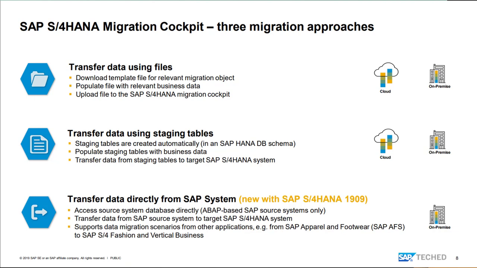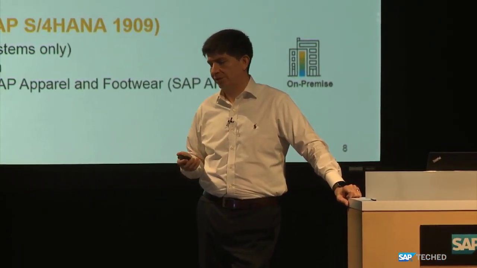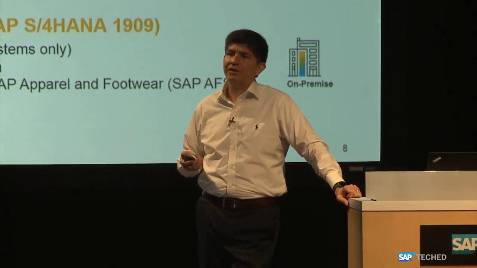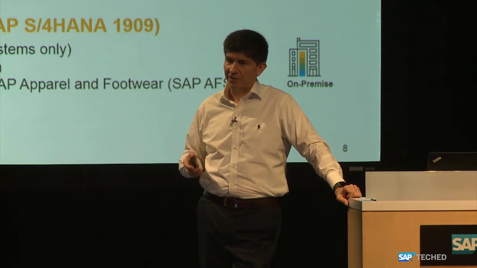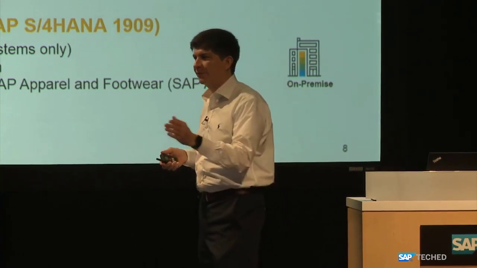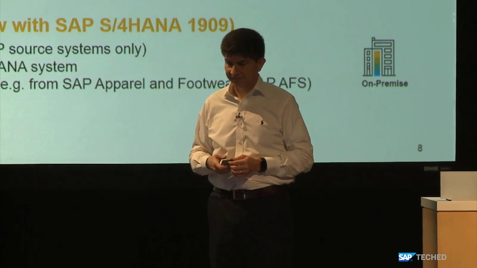And this will allow you to support migration scenarios, including, for example, other SAP solutions like SAP Apparel and Footwear solution or any other verticals that we have. That's something that we announced with the release of 1909. Again, when I said 1909, I'm referring September 2019 release for on-premise.